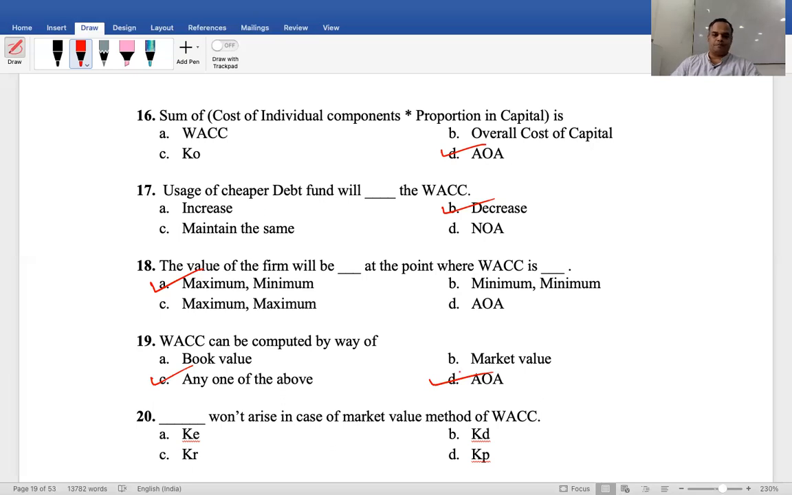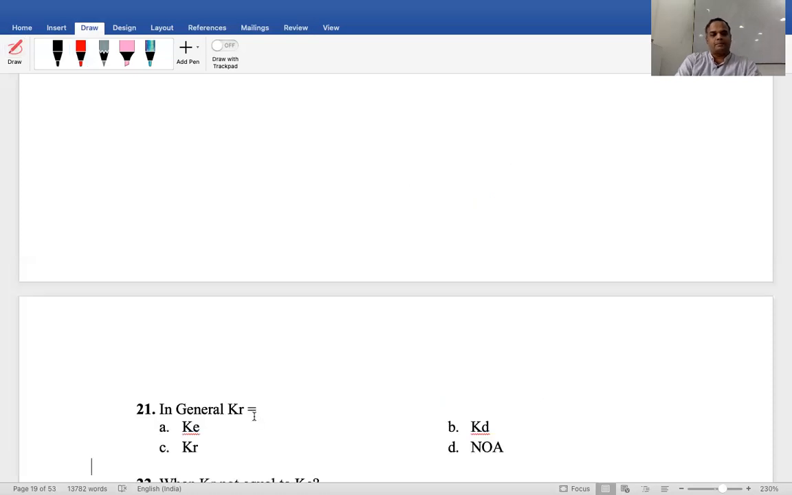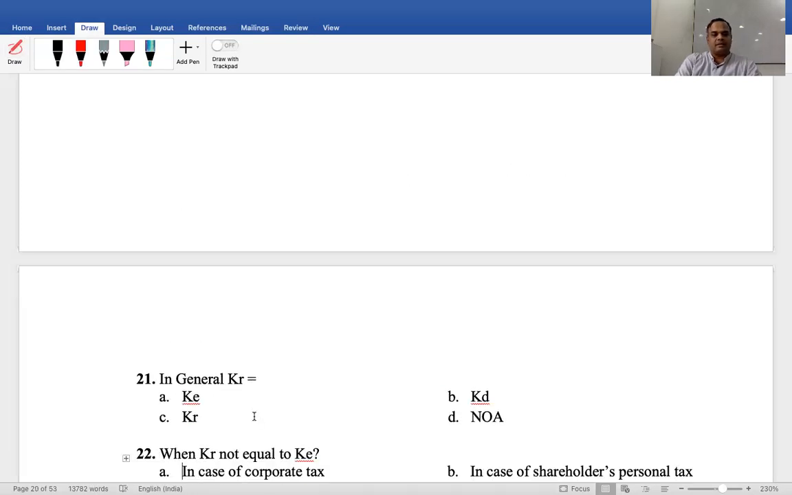Next. Dash won't arise in case of market value method of WACC. Which one is not arising? Cost of retained earning does not arise in case of market value. Are you with me? Next.